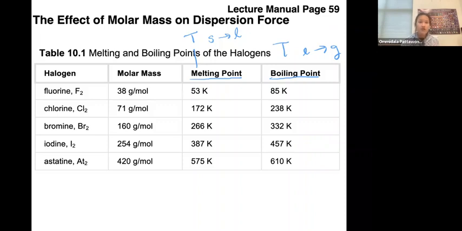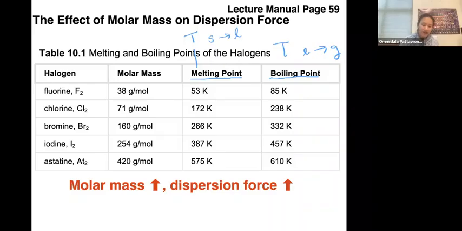Vice versa, if the IMF within the solid is really strong, the solid doesn't want to separate, and it's going to require more energy to separate them. Therefore, you are going to observe a higher melting point. The same thing goes for boiling point as well. So in this case, if you're looking at the molar mass of these molecules, these are non-polar molecules, so they exhibit only dispersion force. And again, as I mentioned earlier, the strength of the dispersion force is directly proportional to the molar mass.